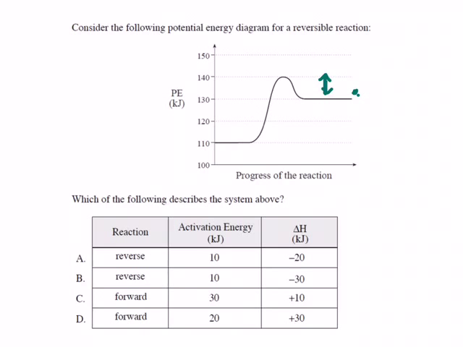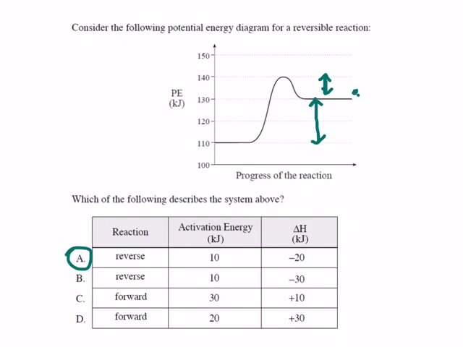The delta H is the difference from your reactants to products, so that would be this difference here, which, if we're going in reverse, is a negative sign again, and to go from 130 to 110 would be negative 20. So A is looking pretty good. What about C and D?